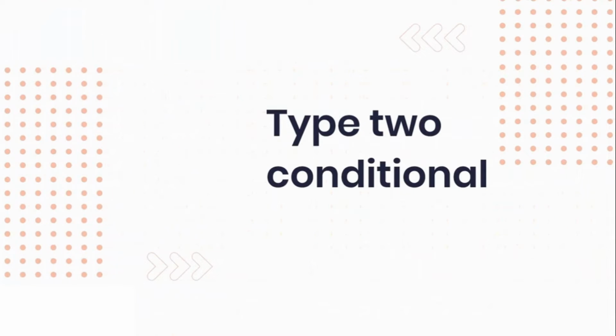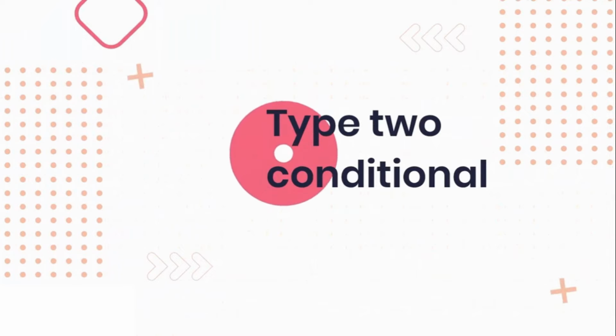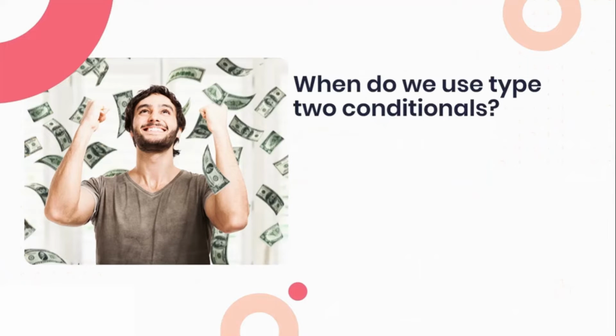Now that we're on the same page, let's talk about the type 2 conditional. This is the next conditional sentence structure you'll be learning. Look at the picture. Based on the picture, can you guess when we use type 2 conditionals? Well, this man seems to have acquired a lot of money. Wouldn't you also like to get lots of money? It's a hypothetical situation that we all wish could happen to us. But is it likely? Not really.